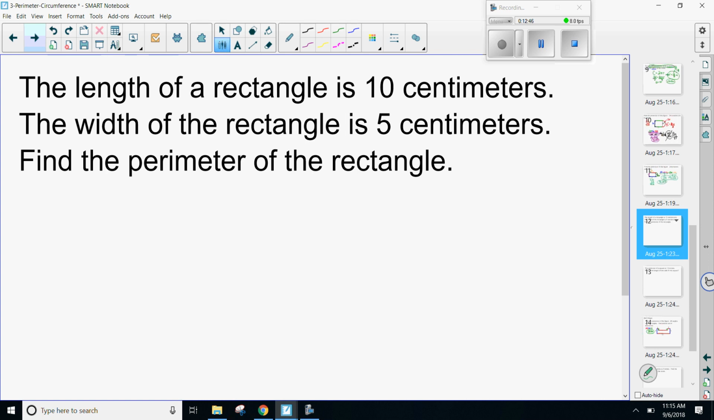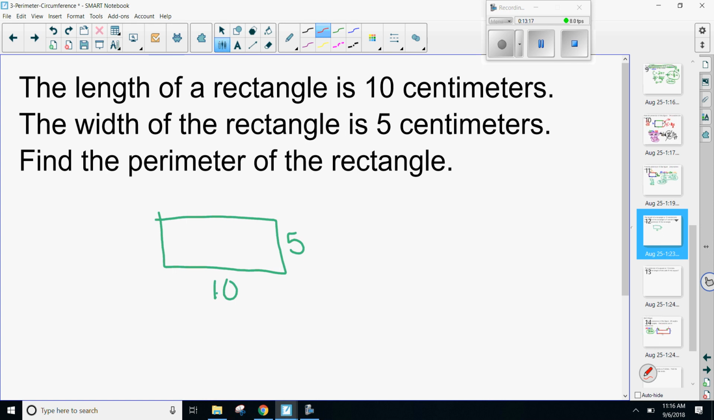The length of a rectangle is 10 centimeters and the width of the rectangle is 5. Find the perimeter of the rectangle. What do we want to do? Draw a picture. Some of you are going to ask, what's the length? What's the width? Does it matter? Usually the length's going to be the longer segment, but it doesn't matter. They want to know what is the perimeter of that figure. Answer, do we have it quickly?